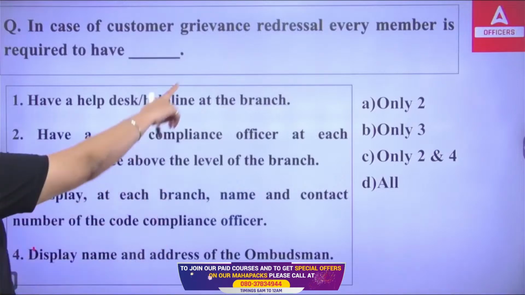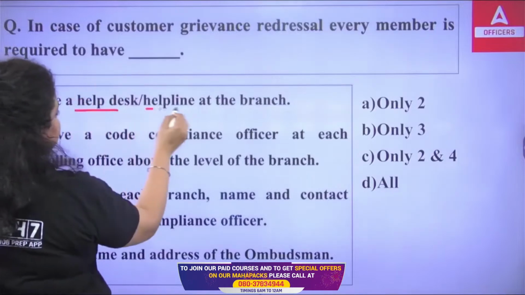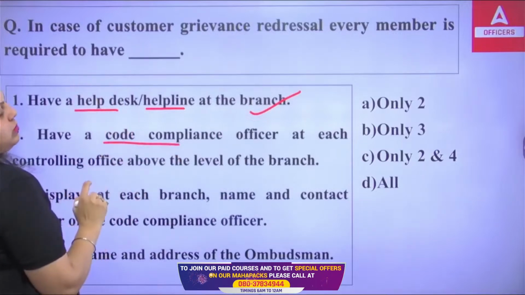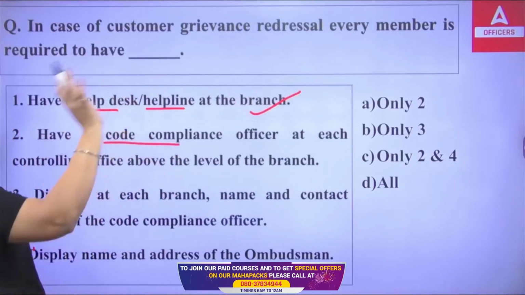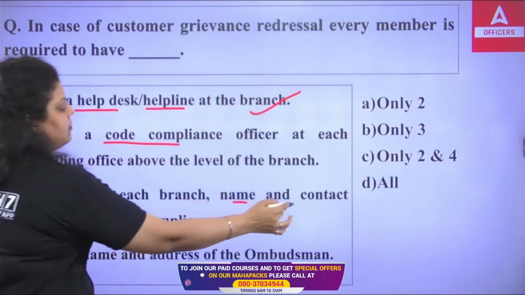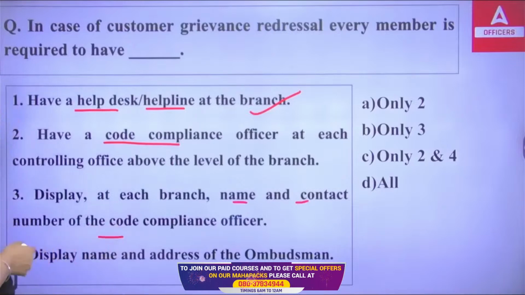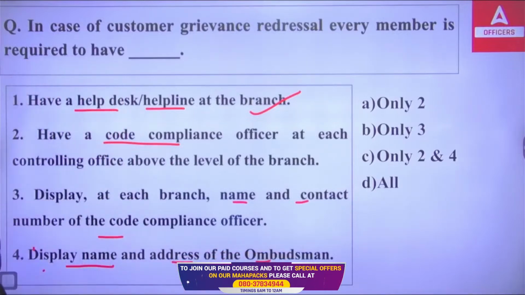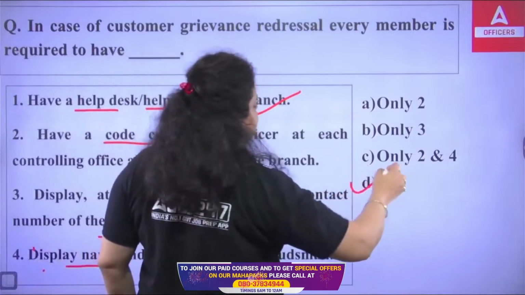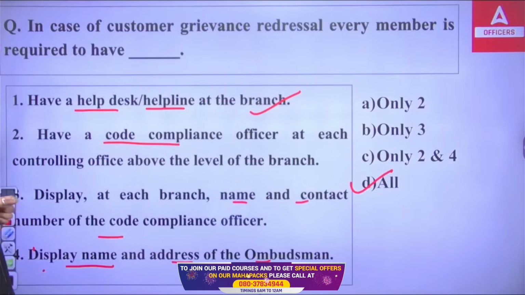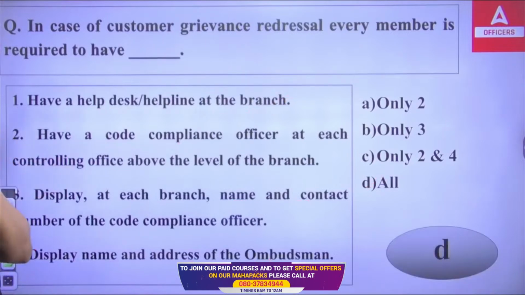So it's obviously every member has to have a help desk and helpline number at the branch. Every member has to have a code compliance officer at each controlling office that is above the branch level. Every member has to display at each branch the name and contact number of the code compliance officer. Every member has to display the name and address of the ombudsman in their branch. The right answer is all. All of these have to be there with the members when they are providing grievance redressal to the customer. Okay, so the right answer is D.